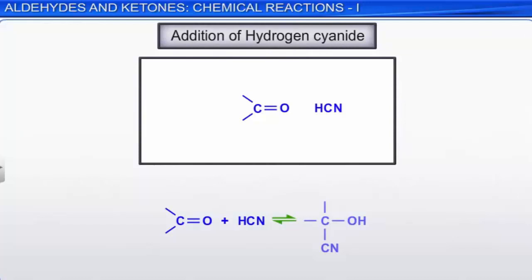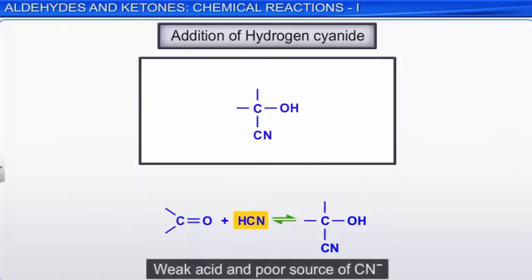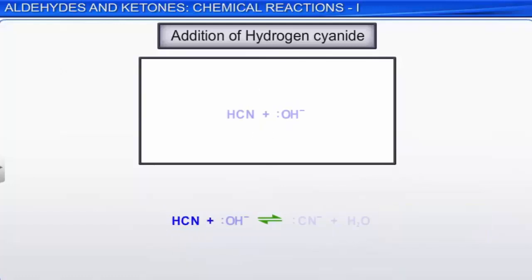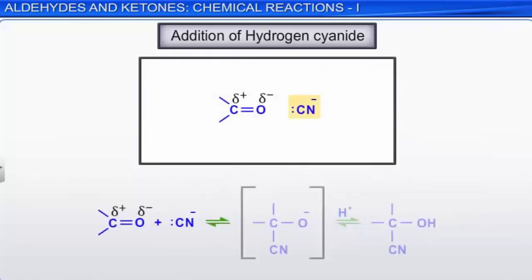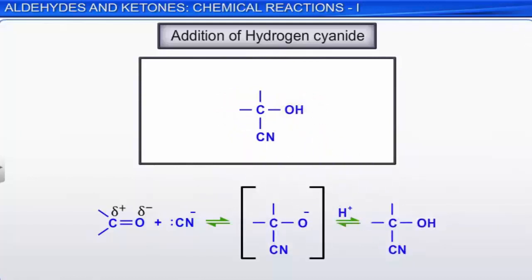When hydrogen cyanide is added to the carbonyl group of aldehydes and ketones, it yields compounds known as cyanohydrins. As HCN is a very weak acid, it is a poor source of cyanide ions. Hence, addition takes place very slowly. Therefore, the addition of a base can generate cyanide ions from the weak acid, HCN, causing a dramatic increase in the rate of the reaction. The cyanide ions, being stronger nucleophiles, rapidly attack the carbonyl carbon to produce the corresponding cyanohydrins.